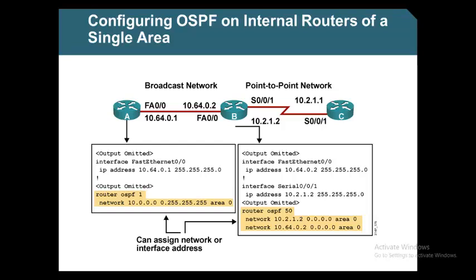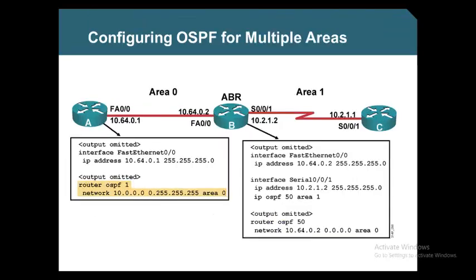And here we see on router B, they have mixed both the methods. On the serial link, OSPF is configured. For the Ethernet link, it is configured under router OSPF. It's okay, you can mix.